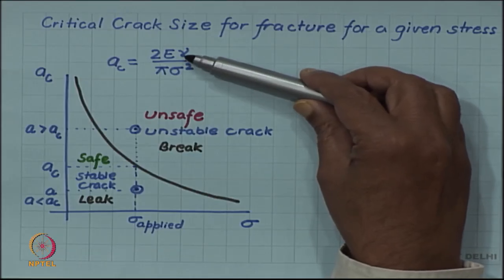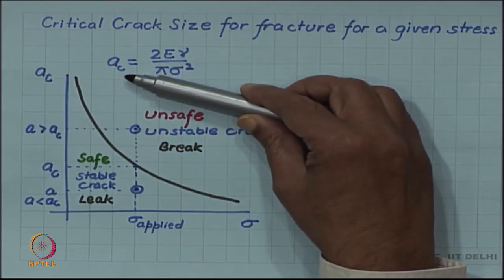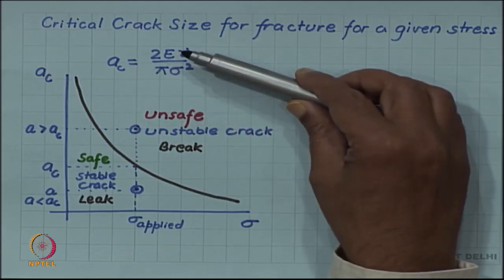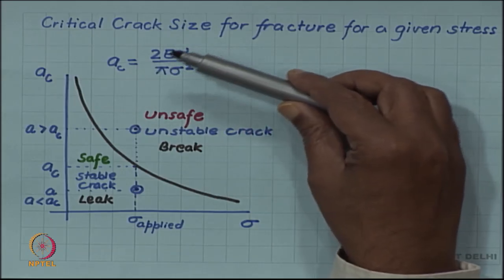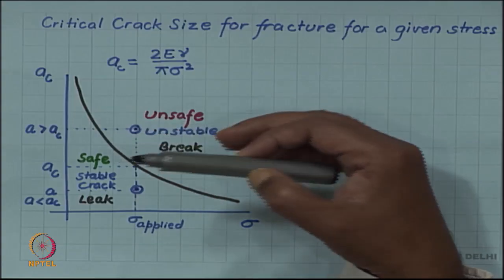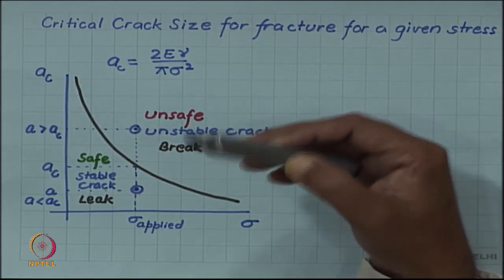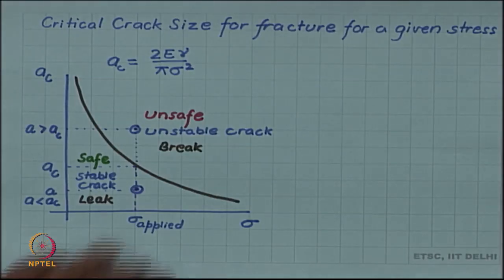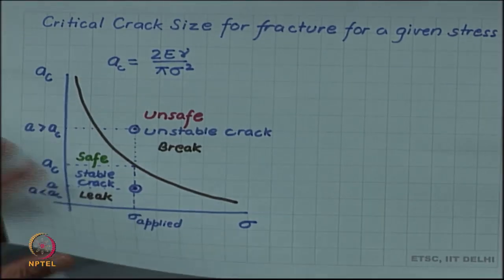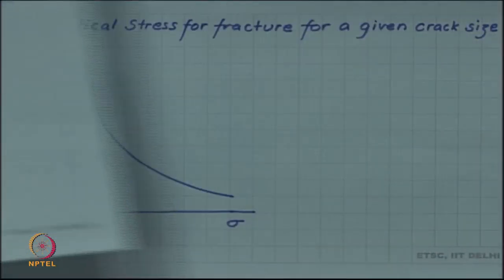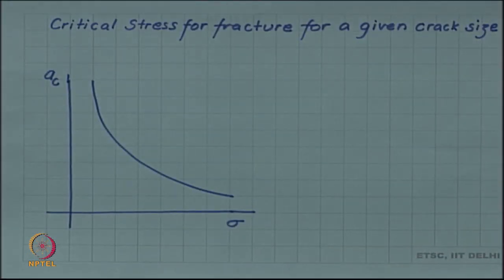So, larger is the surface energy, higher is the critical crack size. So, if surface energy is larger, small cracks will not be able to propagate, only correspondingly larger cracks will be able to propagate. We can look at this curve in a slightly different light.